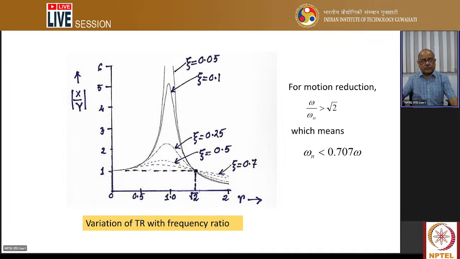And one interesting thing you can see is that all the curves pass through a common point, that is frequency ratio √2. And for frequency ratio greater than √2, you will find the transmissibility ratio is less than 1. So for motion reduction, we require omega by omega n greater than √2, which means that the natural frequency of the system should be less than 0.707 omega, that is 1 by √2 omega.